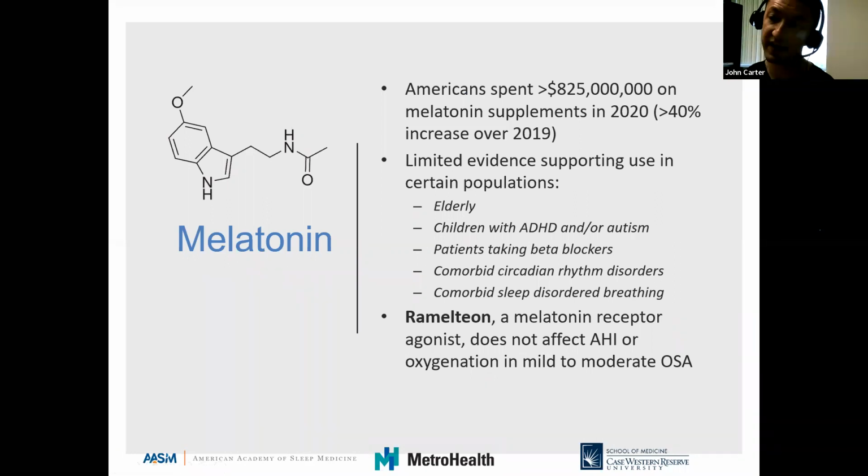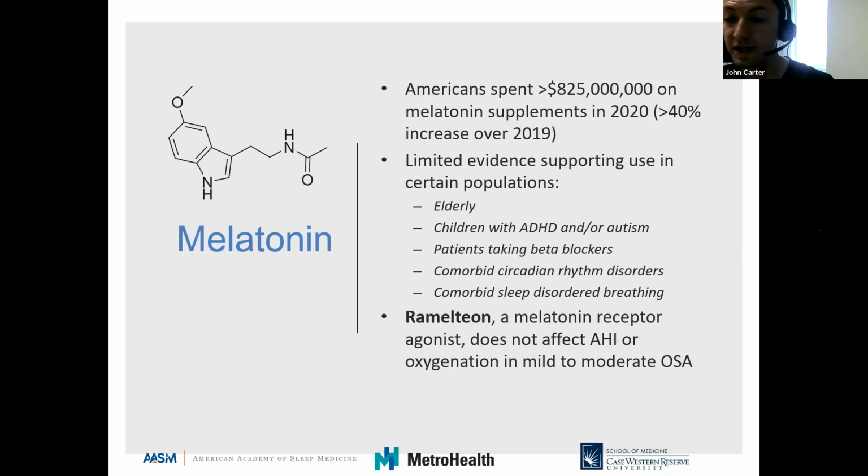Children, specifically those who have ADHD or autism. Kids with autism not infrequently are melatonin deficient. Patients taking beta blockers. So beta blockers can result in decreased melatonin secretion. So they may benefit from a melatonin supplement. Obviously, people who have circadian rhythm disorders might benefit from melatonin. And in patients who have comorbid sleep disordered breathing, at least if it's untreated, if you're looking for medication or a supplement that's not going to impact their respiratory drive, melatonin may be a good option.